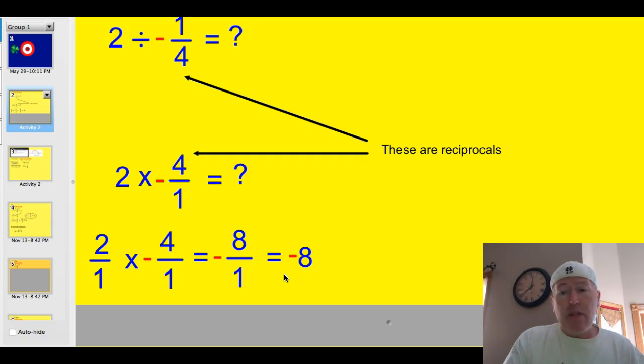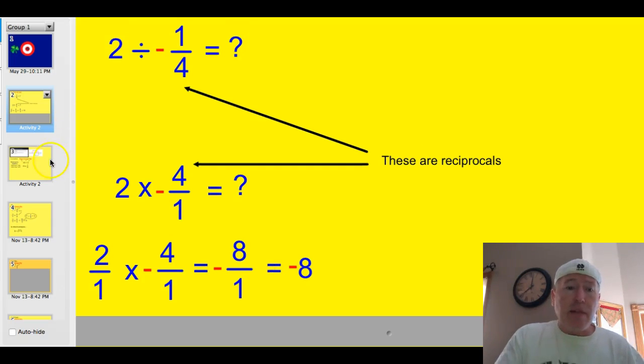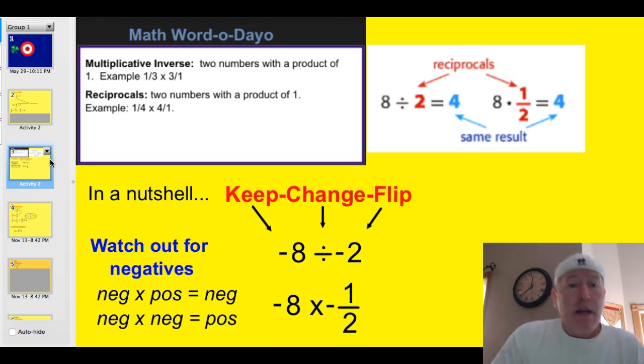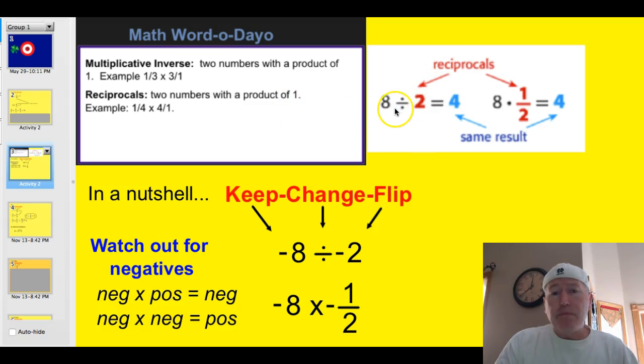If you can stay with me on that problem, you will do just fine tonight. Let's take a look at our math word of the day. We have multiplicative inverse and reciprocal. And remember that reciprocals, or the multiplicative inverse, when you take 8 divided by 2 equals 4, the multiplicative inverse is whatever you multiply 2 by in order to get a product of 1. So in this case, 1/4, you would multiply it by 4 over 1. In this case, 2, you'd multiply it by 1/2. Because if you took 2 times 1/2, you'd have 2 over 2, which equals 1.